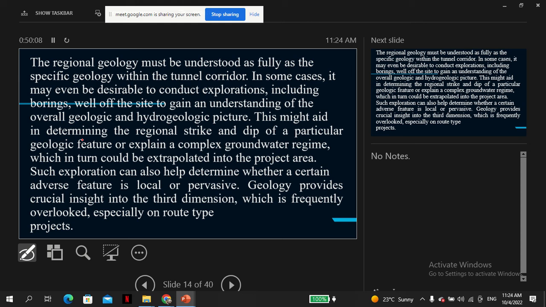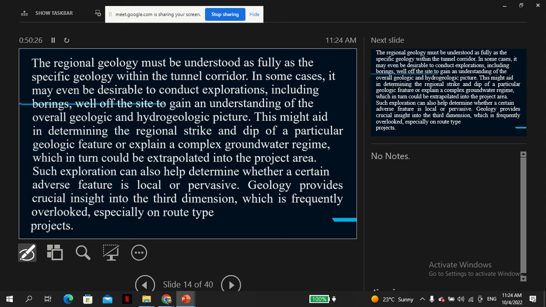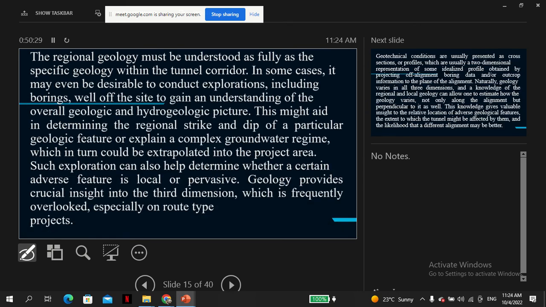Geology provides crucial insight into the third dimension, which is frequently overlooked, especially on route type projects. So it's important, and you need to also consider the other natural phenomena, like if there is a fault, if the place is full of magma or lava, is prone to earthquake activities, and so on and so forth. So this is important. Also, you need to consider, hopefully, it may not happen.